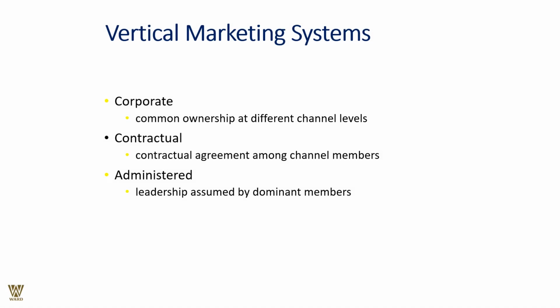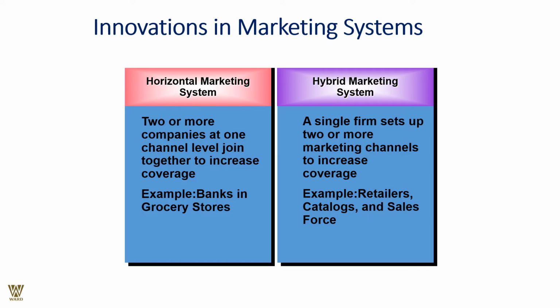Now, the vertical marketing system is the corporate system, the contractual system, the administrative system. The corporate system is a common ownership of different channel levels, whereas the contractual system is a permanent or almost semi-permanent agreement between the channel members as to what they are going to do and what the expected role of each is. The administered system is a leadership assumed by the dominant members of the party, and it can be either way of the channel party who can be the dominant member. So yes, the vertical marketing system has the corporate, the contractual, and the administrative channel per se.